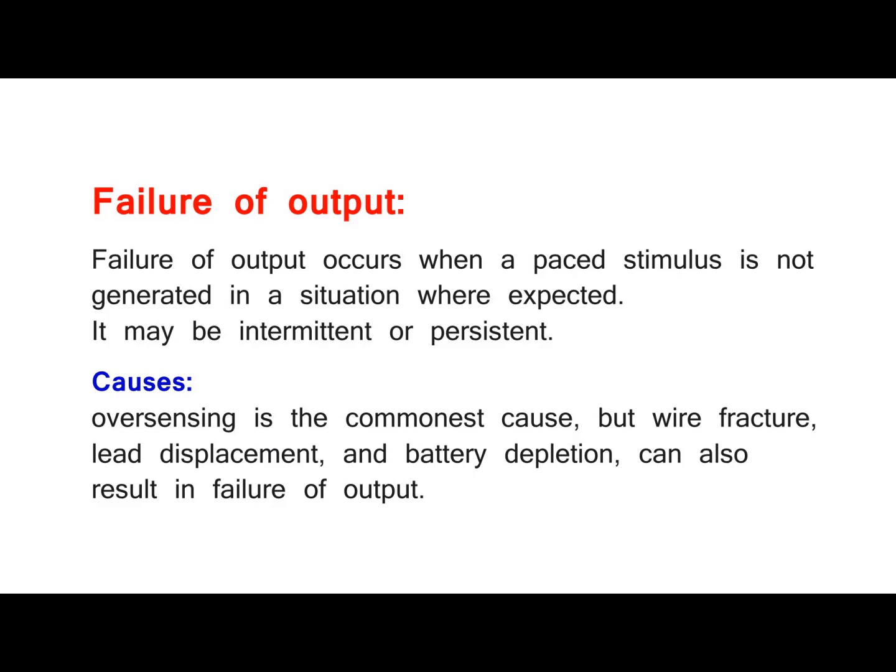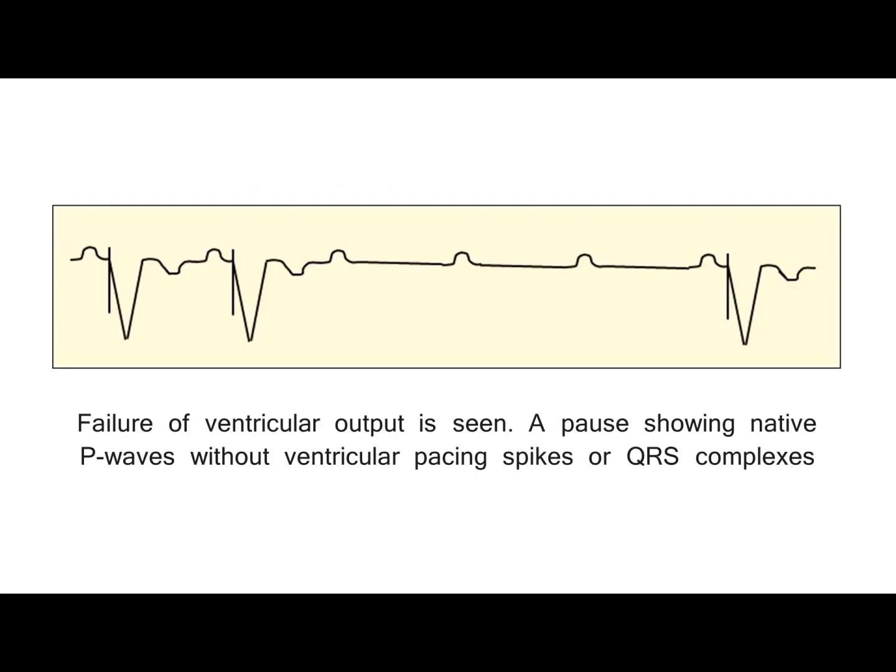Failure of output. Failure of output occurs when a paced stimulus is not generated in a situation where expected. It may be intermittent or persistent. Causes: oversensing is the commonest cause, but wire fracture, lead displacement, and battery depletion can also result in failure of output. Failure of ventricular output is seen as a pause showing native P waves without ventricular pacing spikes or QRS complexes.